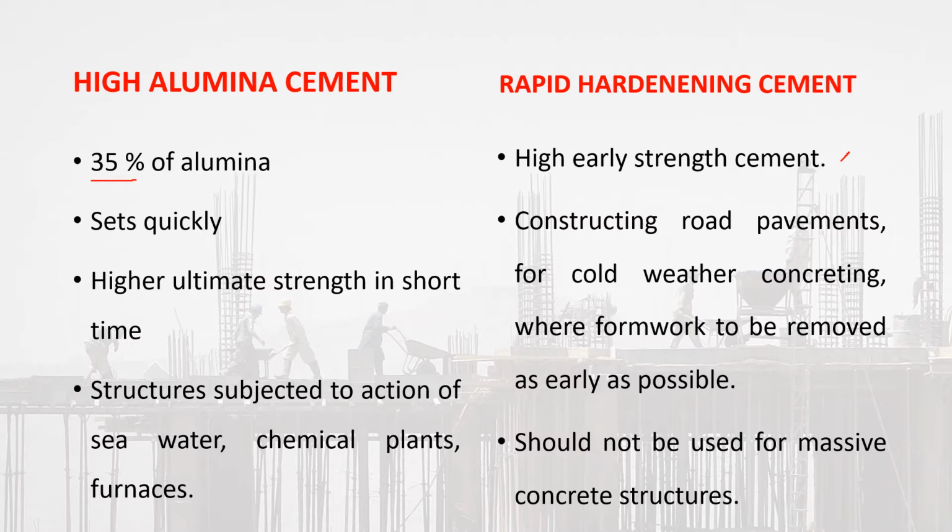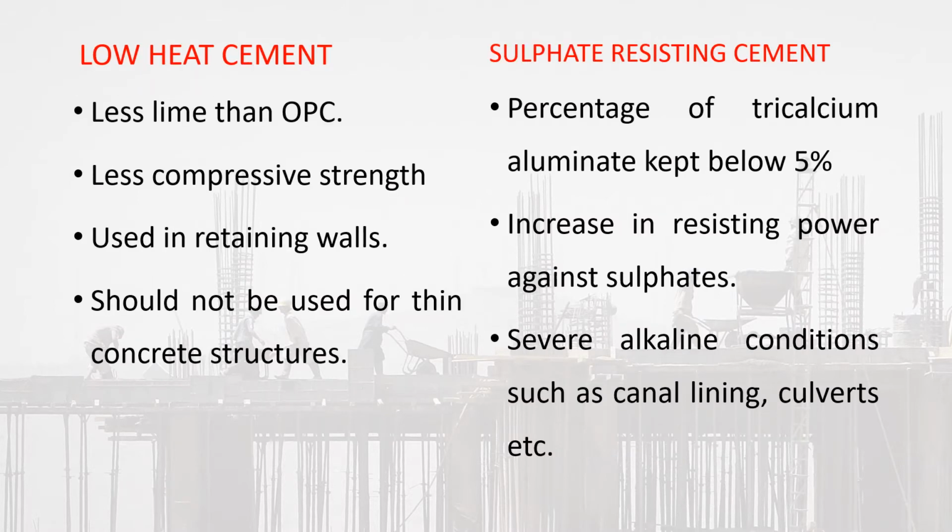The drawback of rapid hardening cement is that it should not be used for massive concrete structures. Another type of cement that we use in construction is low heat cement. Low heat cement contains a low percentage of tricalcium silicate, which hydrates very quickly, and it also contains a higher percentage of dicalcium silicate, which hydrates very slowly.